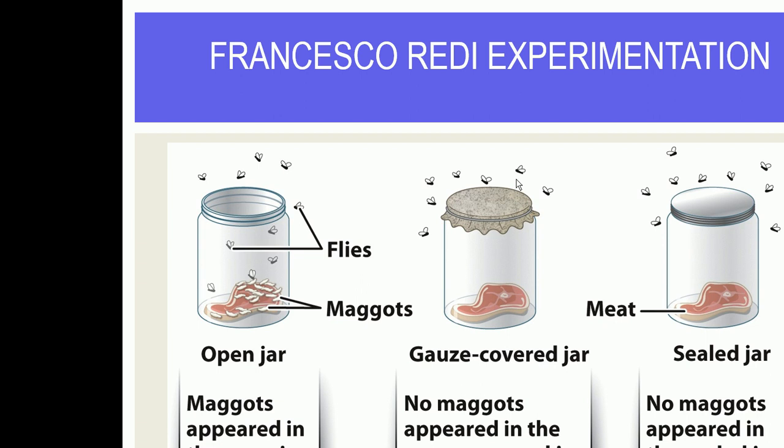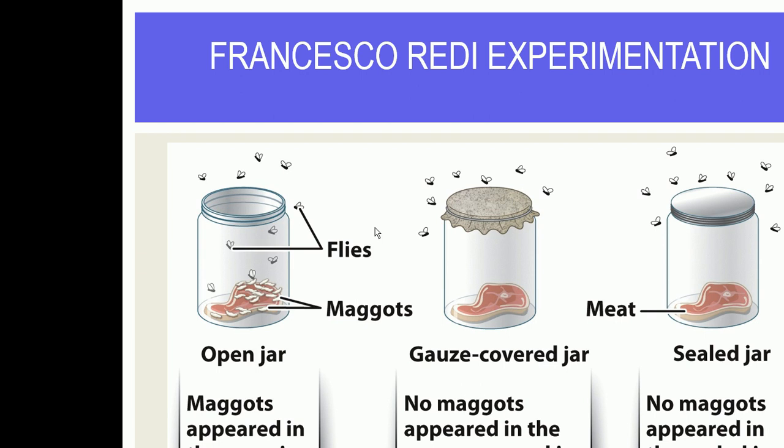So he made the observation, then a question came to his mind, then he formed the hypothesis: life comes from life. To test that hypothesis, he performed the experiment this way. He took 3 jars: one open jar, one sealed jar, and another gauze-covered jar.